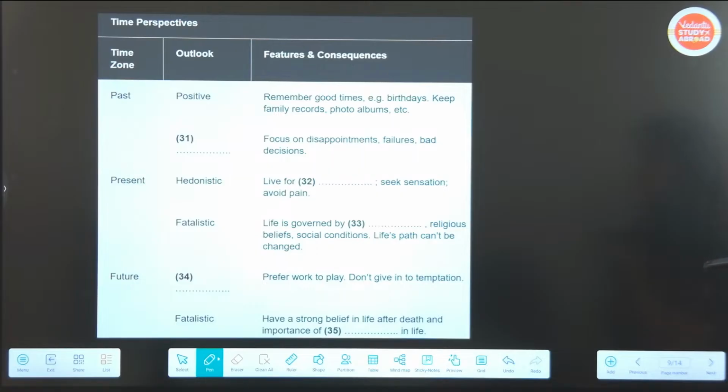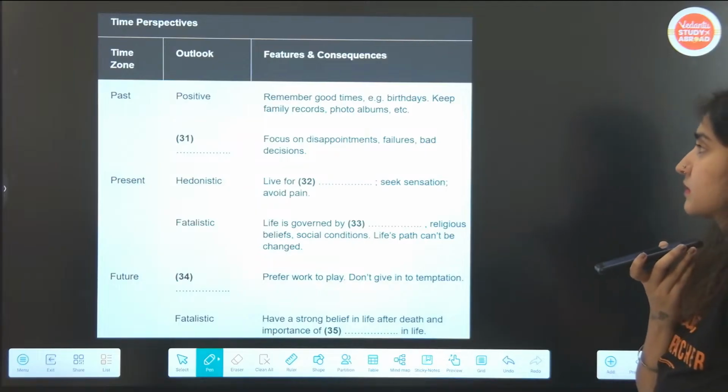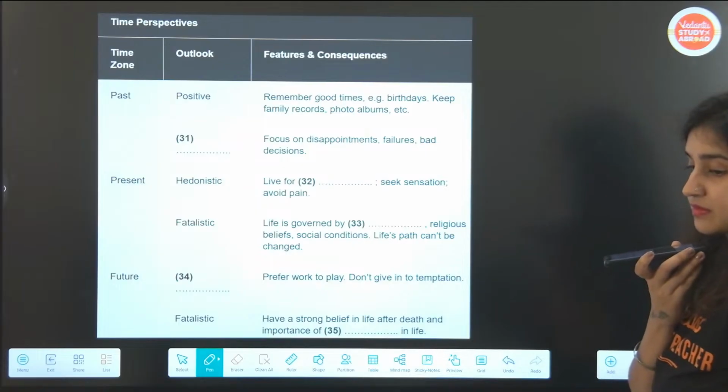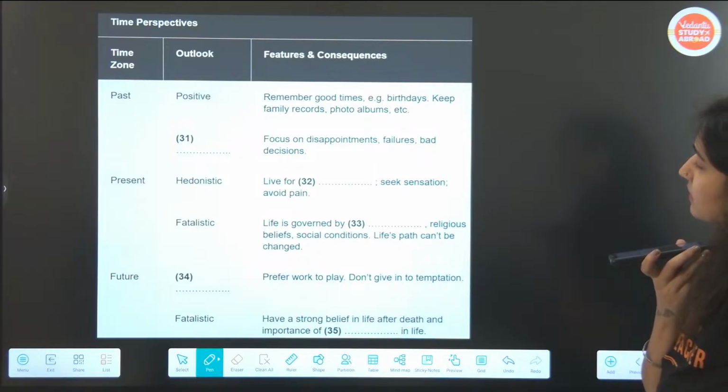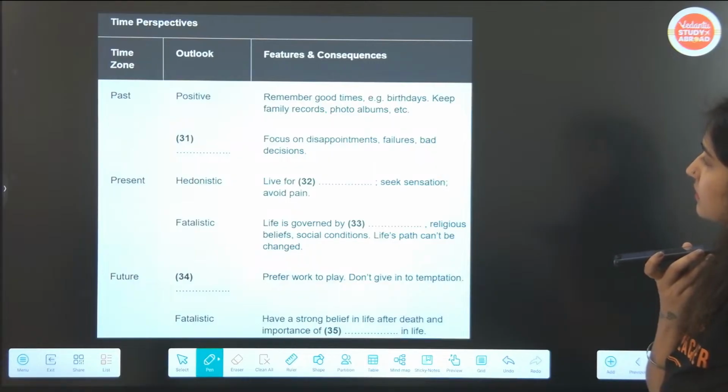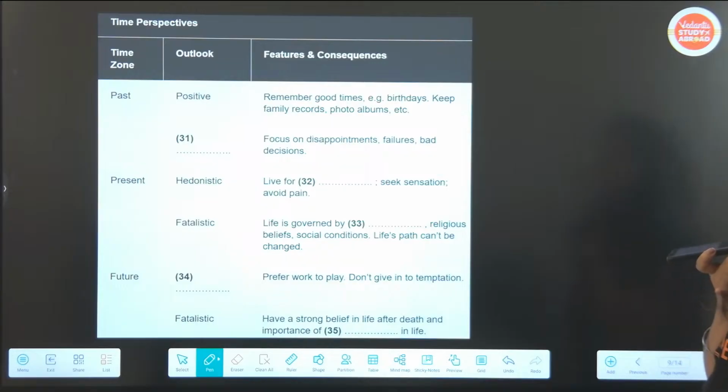Past positive thinkers spend most of their time in a state of nostalgia, fondly remembering moments such as birthdays, marriages, and important achievements in their life. These are the kinds of people who keep family records, books, and photo albums. People living in the past negative time zone are also absorbed by earlier times, but they focus on all the bad things, regrets, failures, poor decisions. They spend a lot of time thinking about how life could have been. Then, we have people who live in the present. Present hedonists are driven by pleasure and immediate sensation. Their life motto is to have a good time and avoid pain.